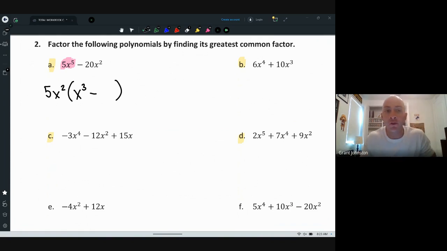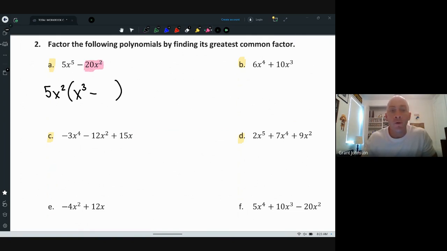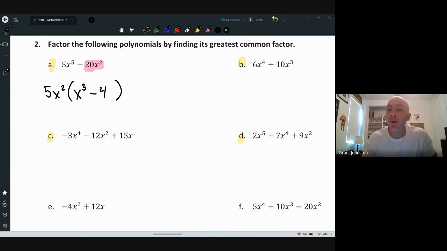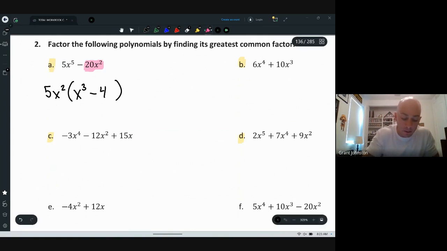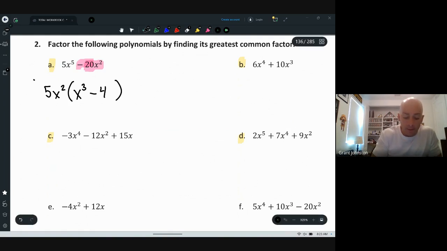Put my subtraction symbol in there. And then we're working with the second term here. We have a 20x to the second. Well, 5 times what is 20? Well, that's 4. And then I don't even need to put an x on it, because 5x to the second times 4, I guess negative 4, would be that negative 20x to the second. So this is its factor.